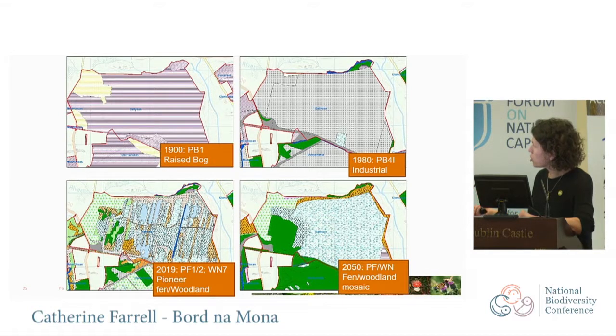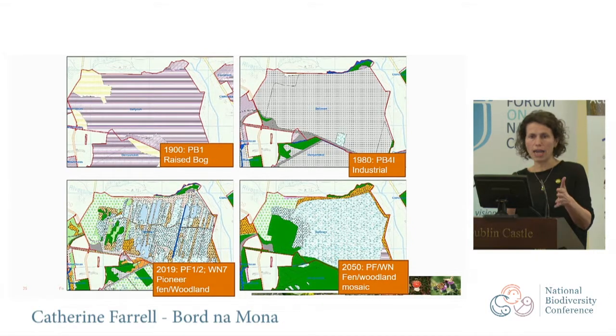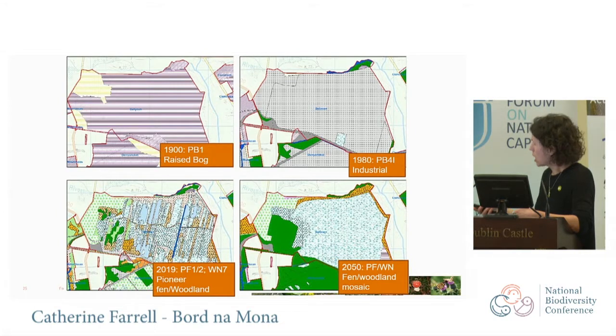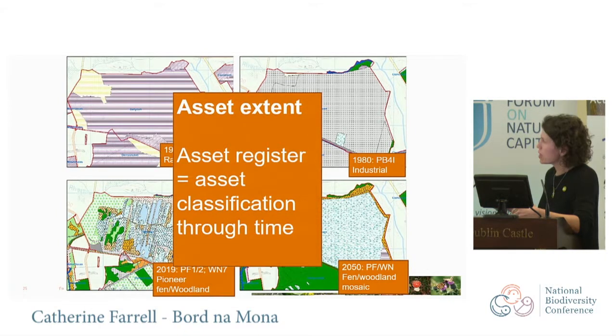Then we flash forward to 2019. So what status, what habitats are here? So we have poor fen and woodland mosaic, and it's in a pioneer phase. So here we've done our rehab. We've moved into the next phase. And then in the future, we took 2020, 2050, that we would have a more established fen woodland mosaic. So it's an asset register, asset classification through time.